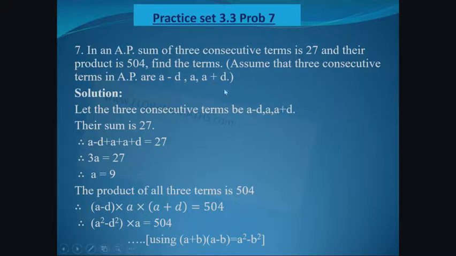Now the sum is 27. So we add the 3. When we do this, a minus d plus a plus a plus d. So d and d get cancelled. So what will remain is 3a. 3a is 27. So a is 9.